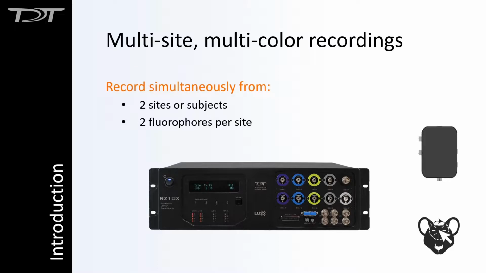So with the RZ10X, you are able to record from 2 sites or subjects simultaneously, and you can record up to 2 fluorophores per site. So just to show you how the whole system is connected, here are our LEDs, and these would hook up to your optical filter. The light will flow into the optical filter, and then with a fiber optic cable, you would connect up to your subject. So your excitation light will interact with your subject, and your emission light will be recorded. And that in turn will go back to your photo sensor. So that's the overall flow of how everything would be connected with the system.